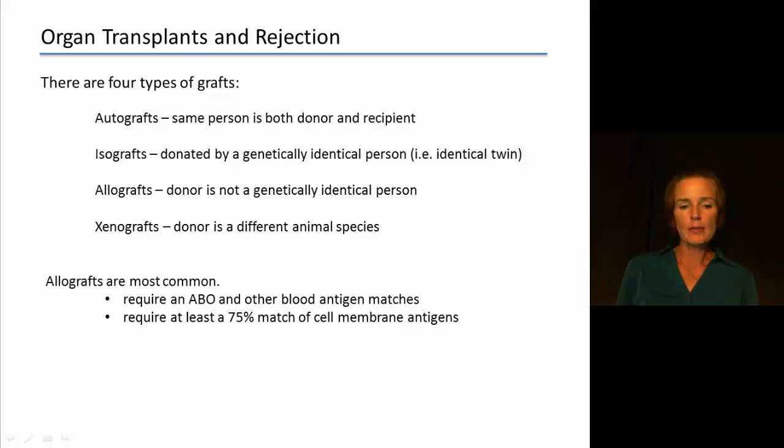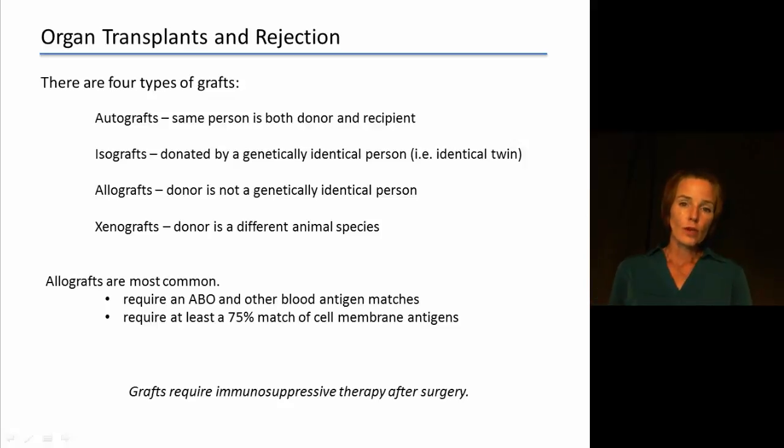Allografts are the most common because, again, we aren't always going to be able to get the sample from the same person. We aren't always going to have an identical twin. When we're talking about the allografts, the best match possible is really key here. So really we need to have an ABO match, so the blood type needs to match or other blood antigens need to match, and we also require at least a 75% match of cell membrane antigens. All of the grafts that we have, they're going to require immunosuppressive therapy after surgery, and the closer the match that we can do, the less immunosuppressive therapy that we're going to need.